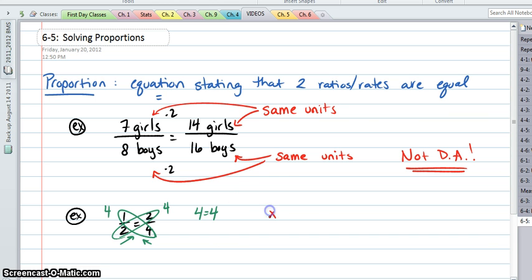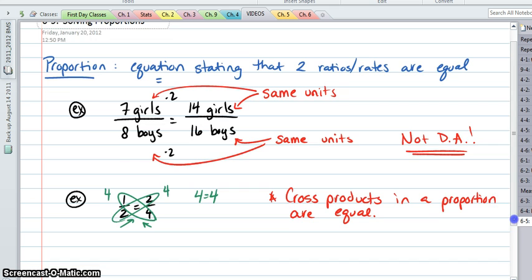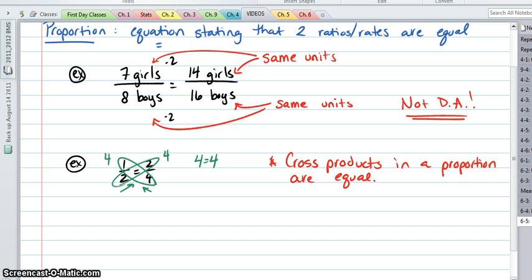And let's just make a note. Cross products in a proportion are equal. This will be very handy if we're trying to find missing values. Also, if we're just trying to figure out if two ratios happen to be proportional.